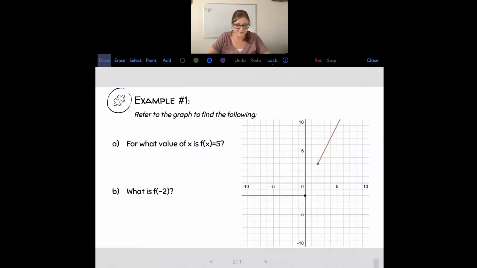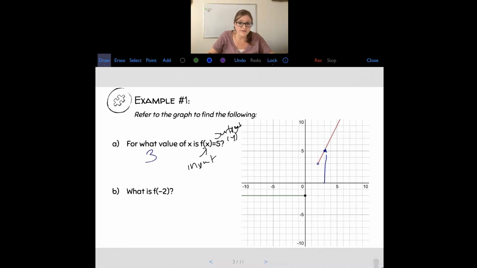So refer to the graph to find the following. For what value of x is f of x equal to 5? So remember, this is our input and this is our output, or our y value. Okay, so when y is equal to 5, it's looking for x. So here on the function is where the output is 5. We go down to the corresponding x, that's at 1, 2, 3. So this would be x equals 3.